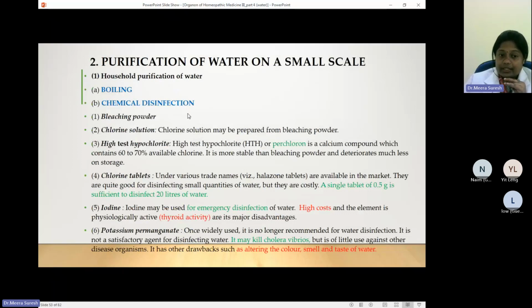Then we can do chemical disinfection. Bleaching powder can be used. A chlorine solution may be prepared from the bleaching powder. There is actually a ratio, a concentration, that is to be used, like for every 1 liter of water, such milligrams of chlorine have to be used.